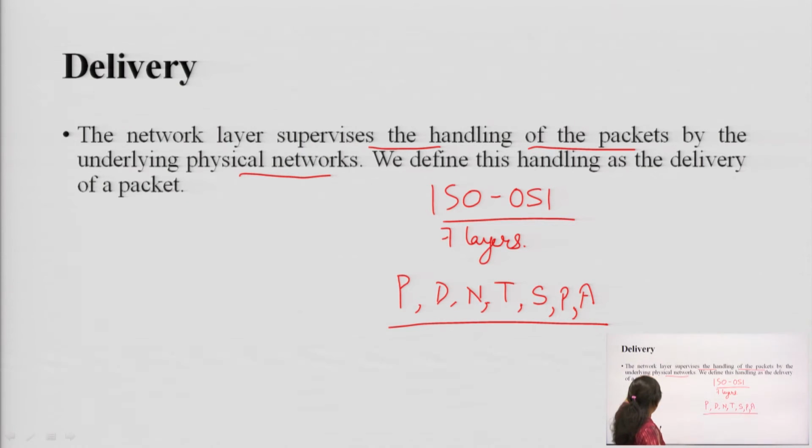So, in this delivery, the network layer supervises the handling of the packets by the underlying physical networks, which means the main role of the network layer is to handle the packets for the network that is underlying the particular network layer. So, that is the main concept behind today's lecture: how the packets will be handled, how these are delivered at different steps of the layers. This is the main focus of today's lecture.